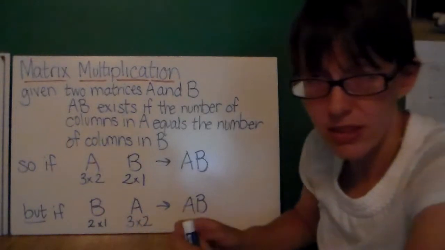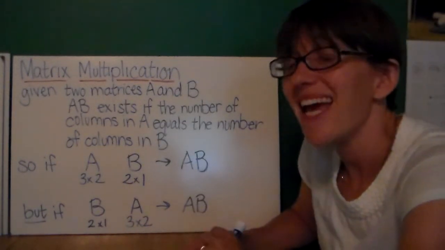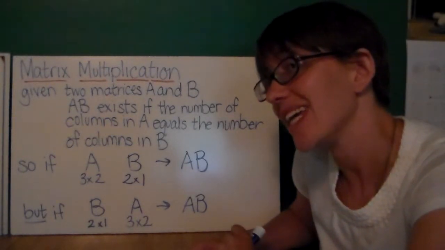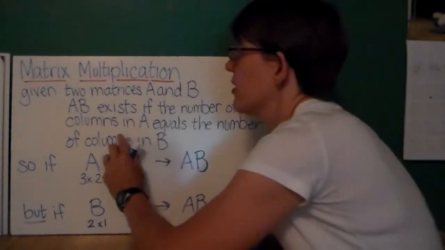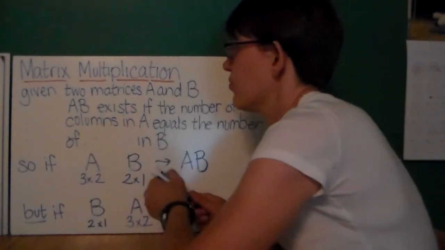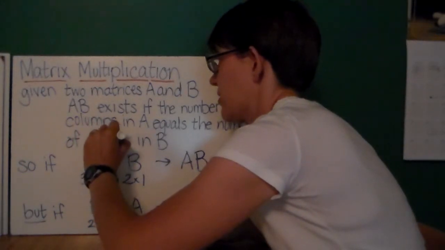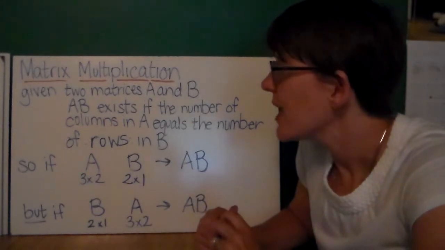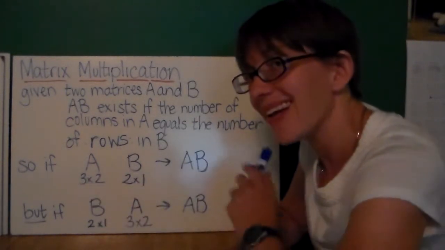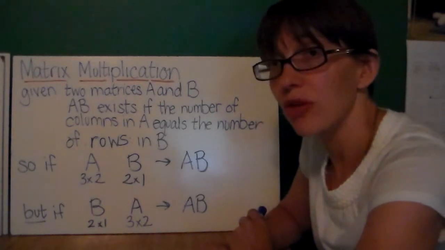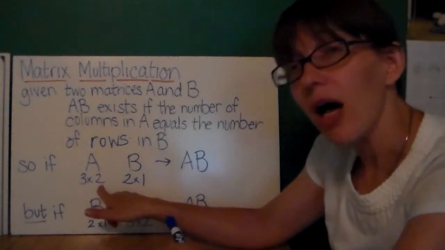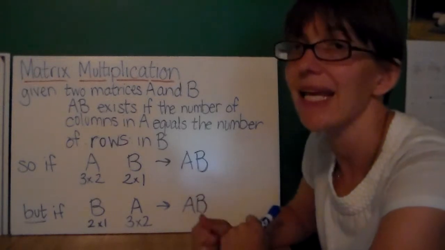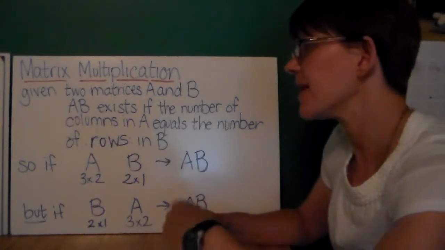Well, if you're given two matrices, A and B, the product AB exists if the number of columns in A equals the number of, not columns, rows in B. So, if I have a matrix A and it's 3 by 2, and another matrix B that's 2 by 1, the columns in A is equal to the number of rows in B. Excellent. I can get that product, A times B.